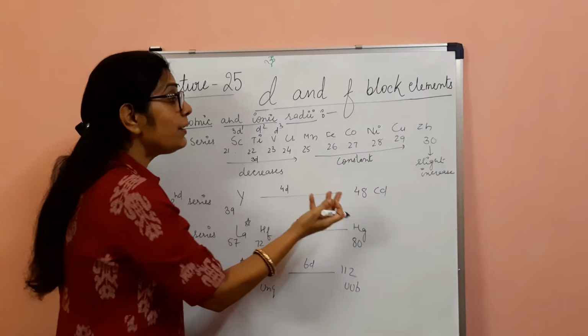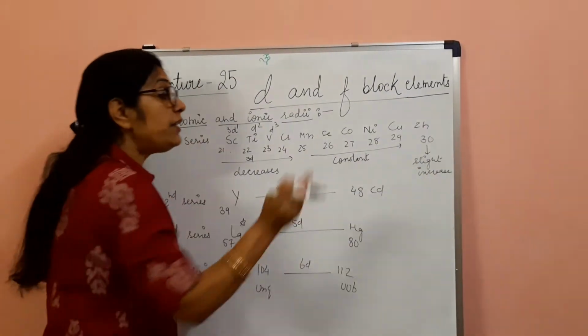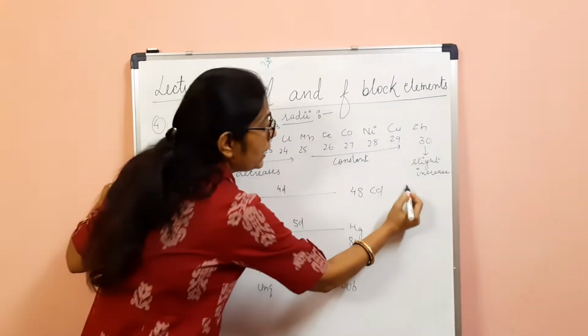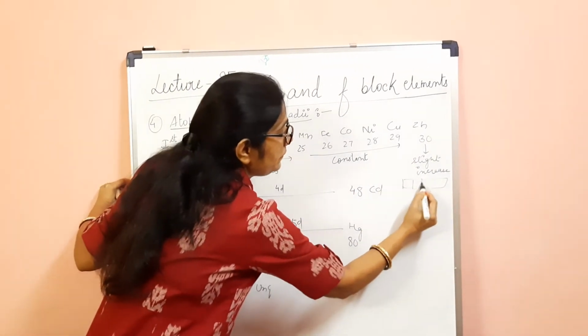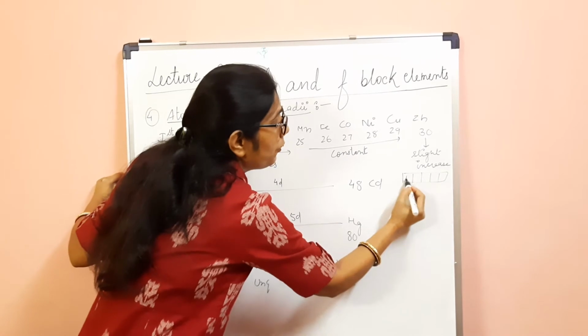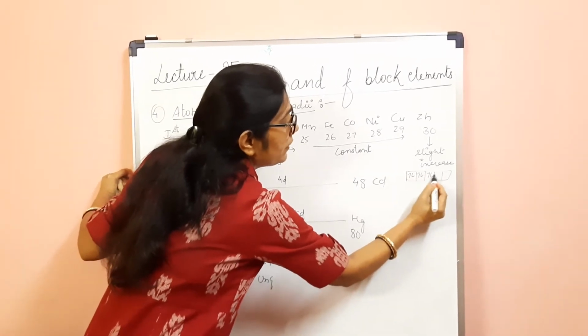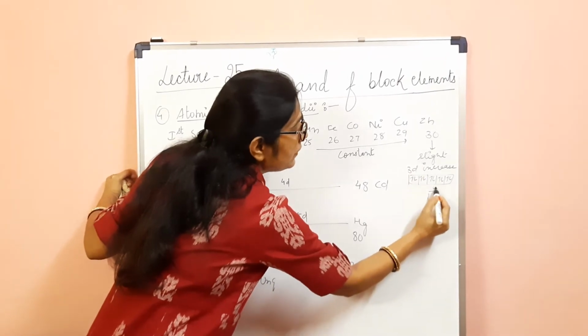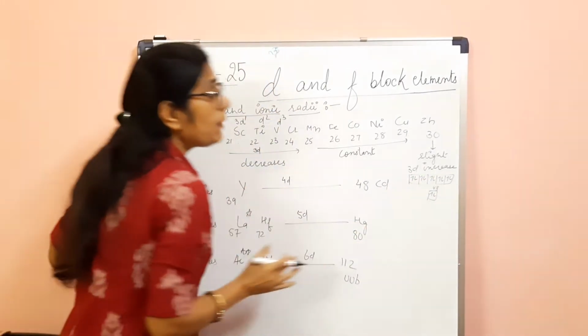But once again, what happens to zinc? Why is there a slight increase in the atomic radii of zinc? Because zinc is 3d10 4s2. Okay, so it has fully filled, this is 3d10 and this is 4s2. So what happens in case of zinc?